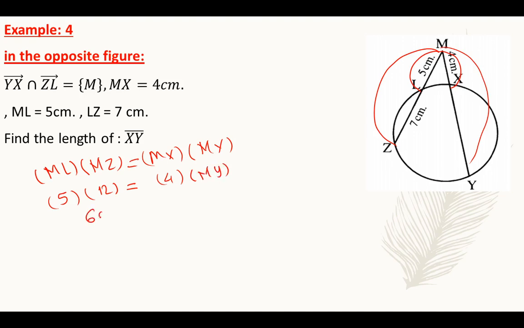5 times 12 equals 60. 4 multiplied by MY, it will be 4 MY, divided by 4. So MY will be equal to 15 centimeters. MY equals 15, but we want to find the length of XY. So XY will be equal to 15 centimeters minus 4 centimeters, which is equal to 11 centimeters. So XY will be equal to 11 centimeters. Okay, let's go to another example.